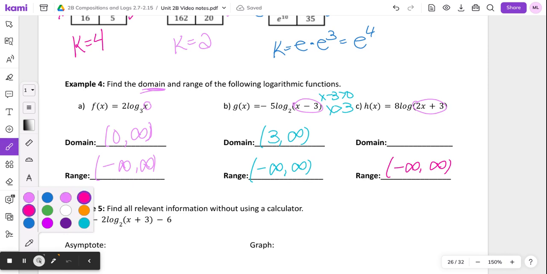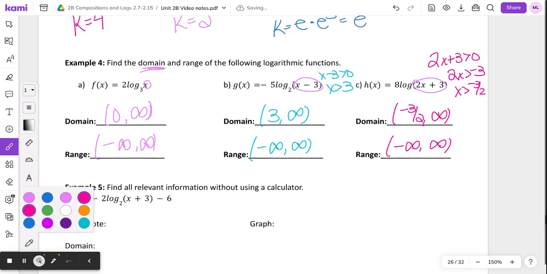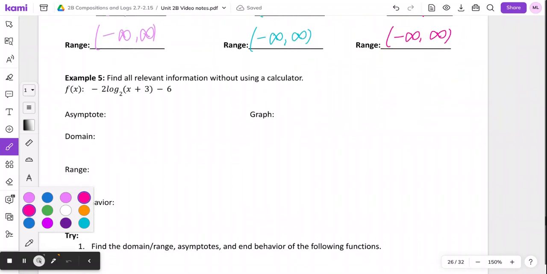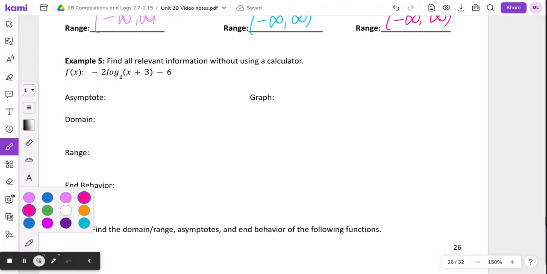And on that last one, we've got a shift to the left 3 and a horizontal dilation. Okay, so if you have a shift, the dilation also then impacts your domain. So if I set that whole quantity greater than 0 and solve it, x is greater than -3/2. All right, so finding that domain, set the quantity you're taking the log of greater than 0, and that's what you'll find it to be. All right, and one last one.